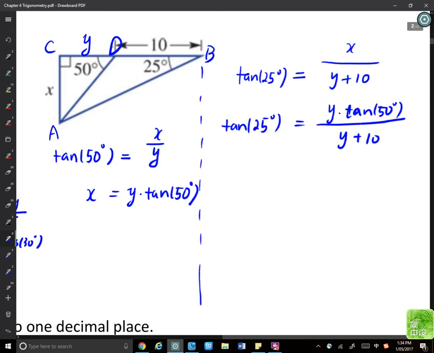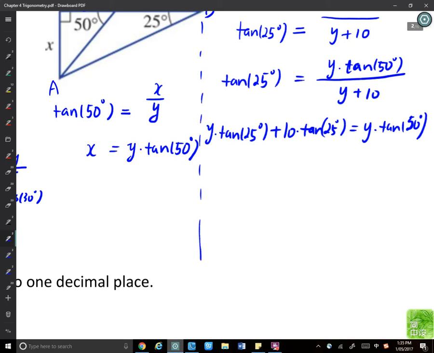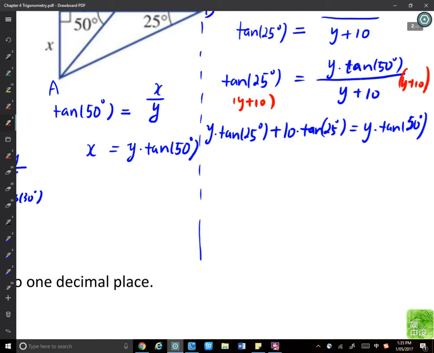Okay, let's times y plus 10 on the other side. I will have y times tan 25 plus 10 times tan 25 equals to y times tan 50. I just times y plus 10 on both sides and I'll expand the bracket. So tan 25 times y plus 10 times tan 25.